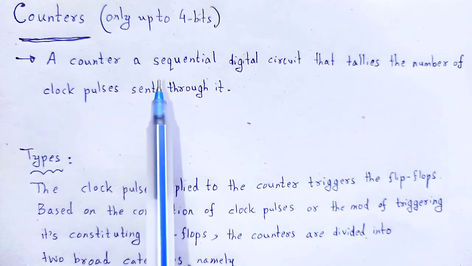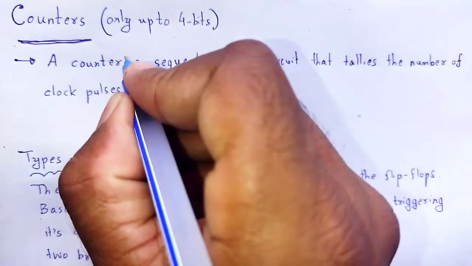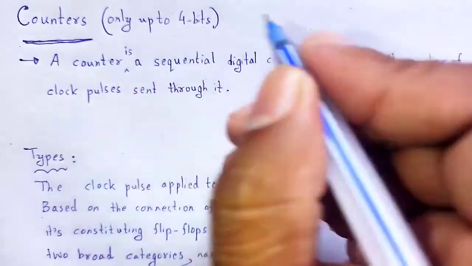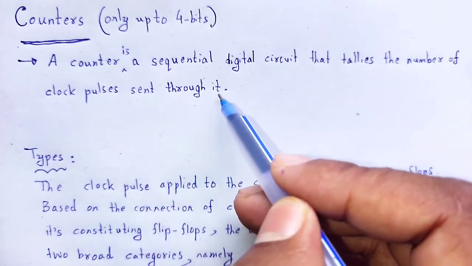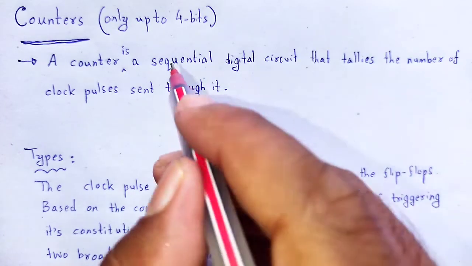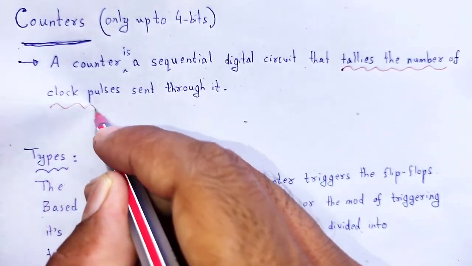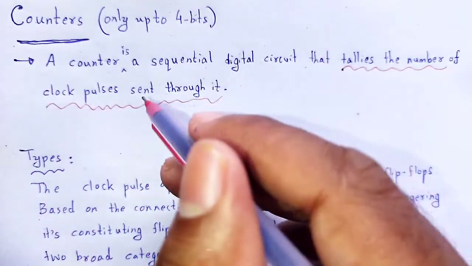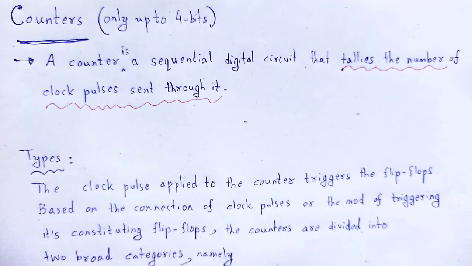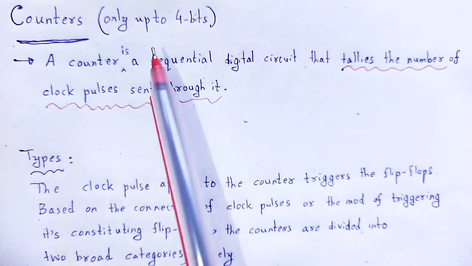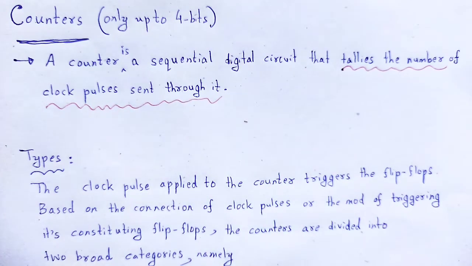So a counter is a sequential digital circuit that tallies the number of clock pulses sent through it. The number of clock pulses sent to it is known as counts. In this chapter, we discuss various kinds of counters only up to 4 bits. So, its classification.